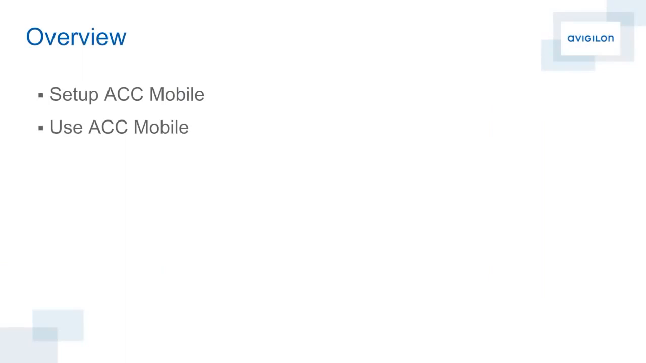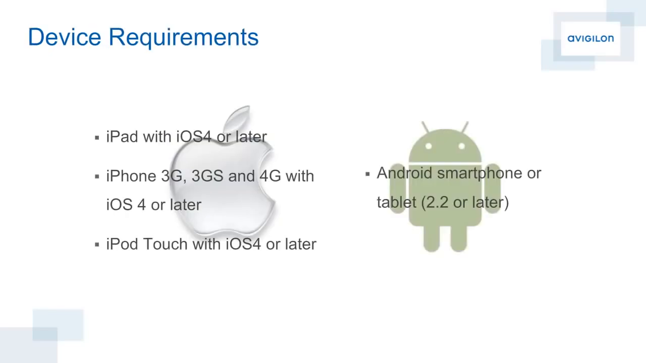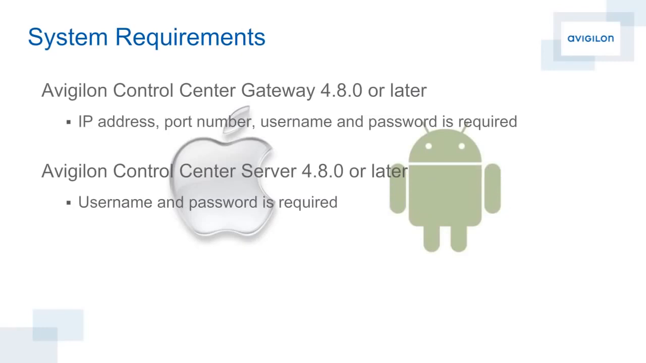The main learning objective for this module is to provide a detailed understanding of how to set up and use the ACC Mobile app. Avigilon Control Center Mobile, or ACC Mobile, gives you access to live and recorded video in your Avigilon Control Center system from mobile devices. ACC Mobile is currently available for free from the Apple App Store and the Android market.